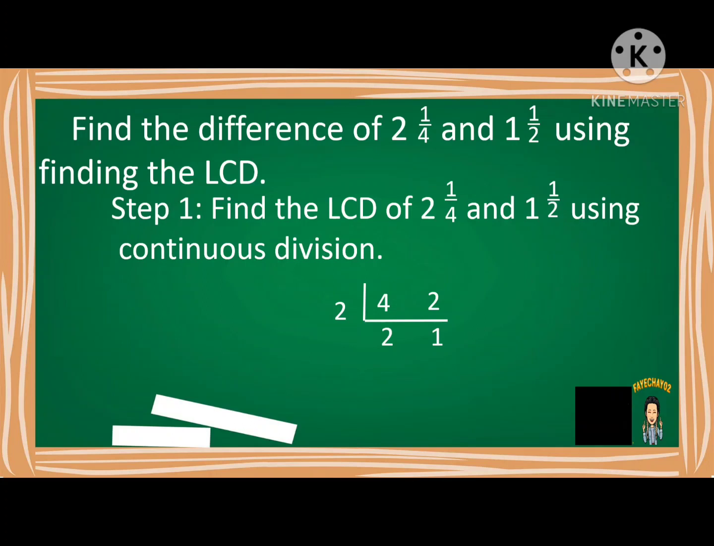Since all the numbers are now prime numbers, we can get the LCD. To find the LCD, you just multiply the given factors. So for the LCD, we have 2 times 2. We will not include 1 anymore. 2 times 2 is equal to 4. The LCD is 4.